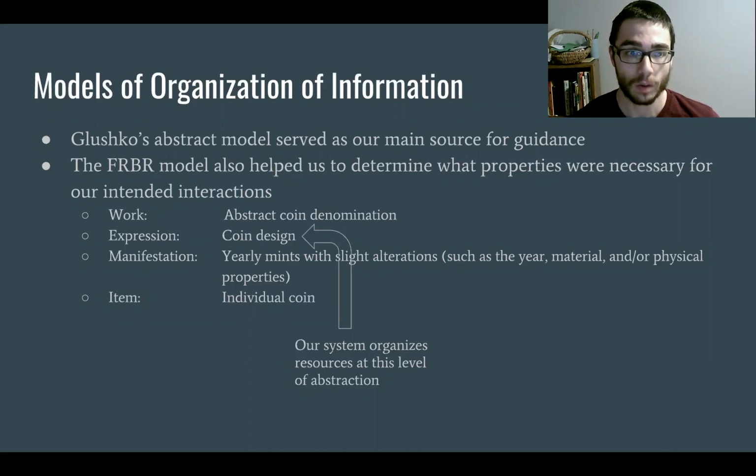Looking at coins within the Ferber model, we consider the abstract coin denomination to be the work, the coin design to be an expression of that work, the manifestation level would be seen in the yearly mints with slight alterations like year, possibly color and or physical properties like the chemical makeup of the coin and the weight. Then the item level of abstraction would be the individual coins themselves. Our system organizes resources at the expression level, looking at specific coin designs, but not the yearly mints, like not looking at the way that they change physically.